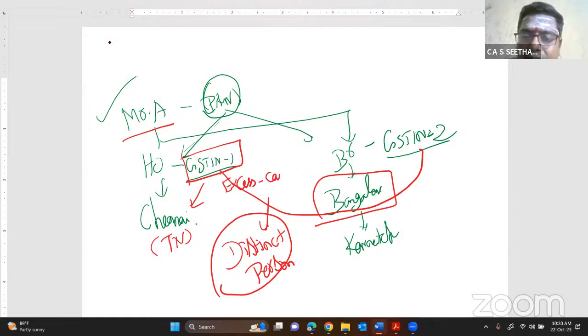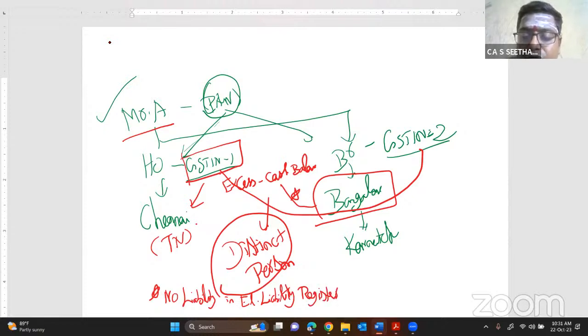Excess cash balance can be transferred subject to a star. What does the star mean? No liability in the electronic liability register. If there is no liability there, they can transfer the excess cash balance to another person.